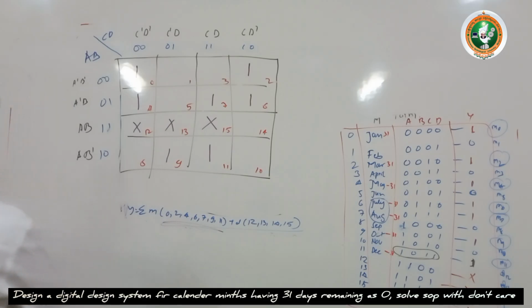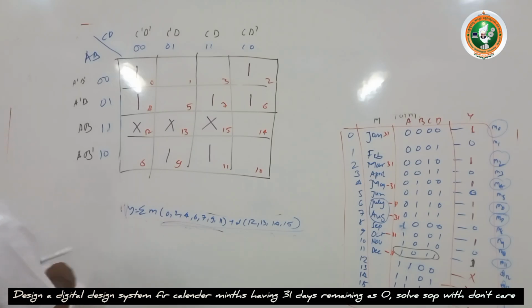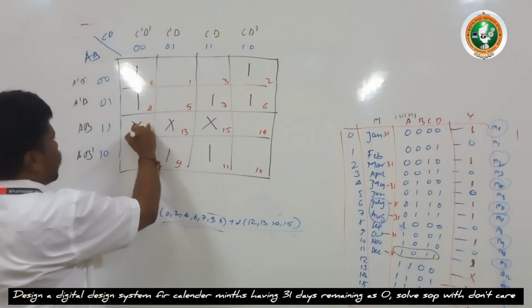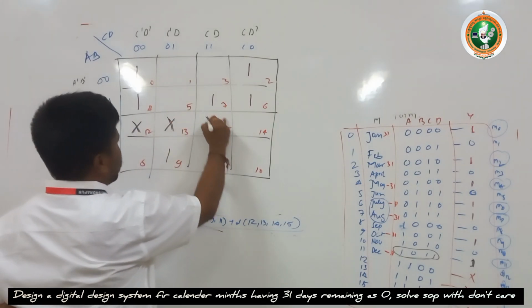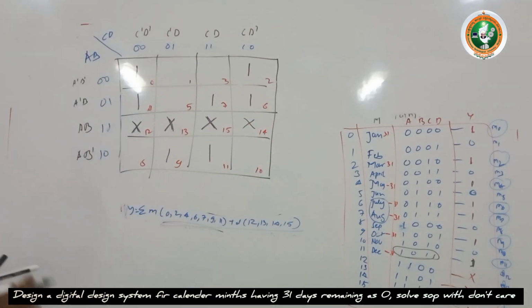These are to be considered as what? Don't care conditions. How to write it? Don't cares. Okay, these are to be considered as don't cares. I hope you are all following this one.